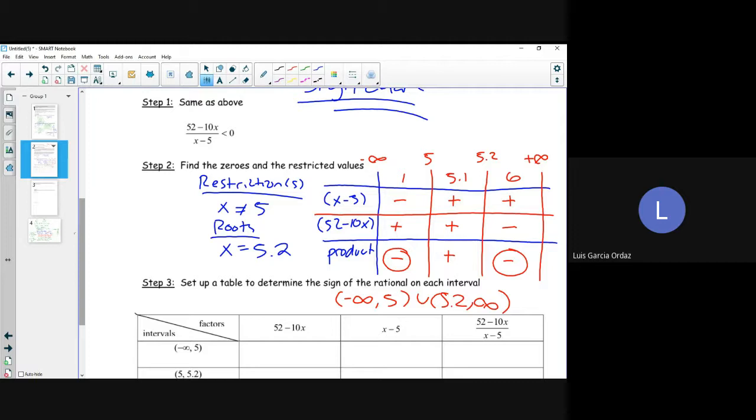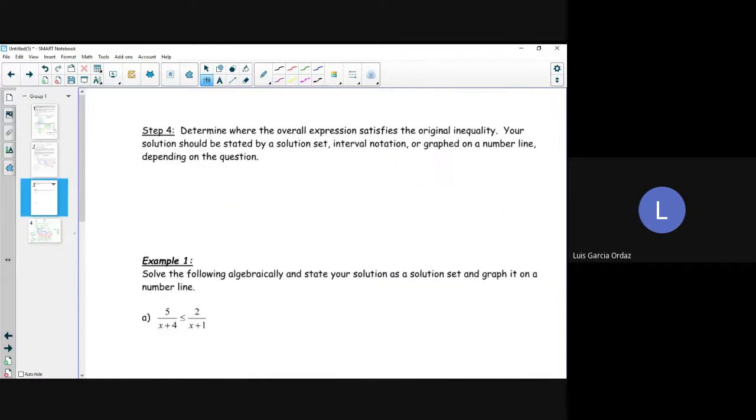Okay, so that's done with. Now we're going to take one more example and solve it algebraically so that we don't waste our time doing the graph. In step 4, the last step when doing it algebraically, we determine where the overall expression satisfies the original inequality. Our solution should be stated by a solution set, interval notation, and graphed on a number line. Okay?